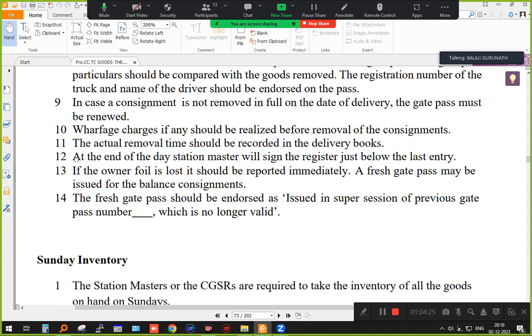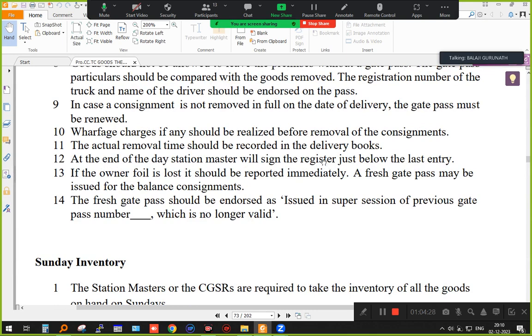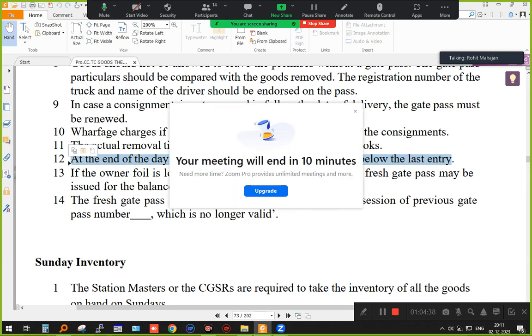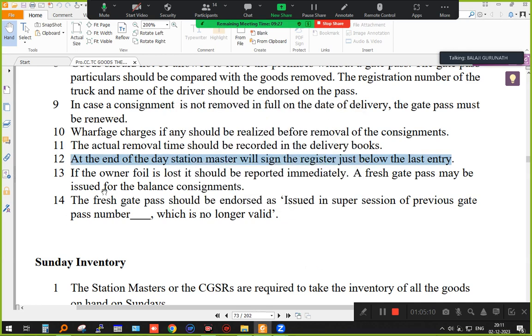At the end of the delivery, at the end of the day, the station master will sign the register just below the last entry. Why? So that no parcel clerk can make any entry. What if the parcel clerk makes an entry? Suppose a consignment is not removed, he can collect the wharfage in another way and make the wharfage entry. Correct. As a safeguard against leakage of revenue with respect to wharfage charges, we are asking them to do that.